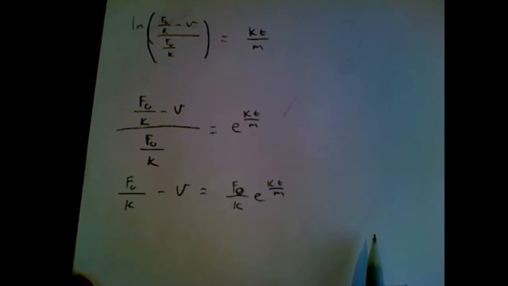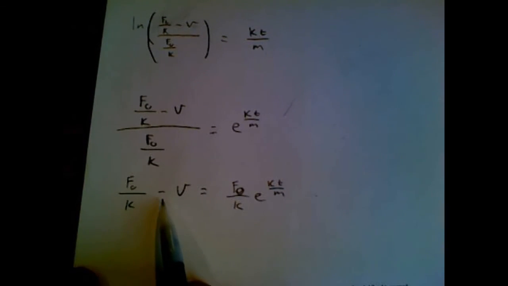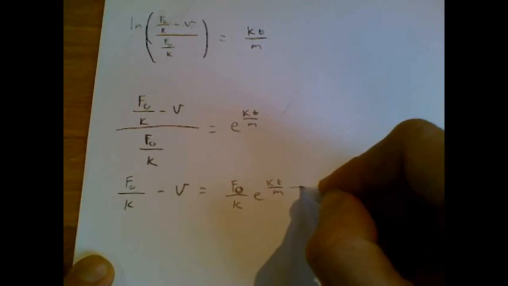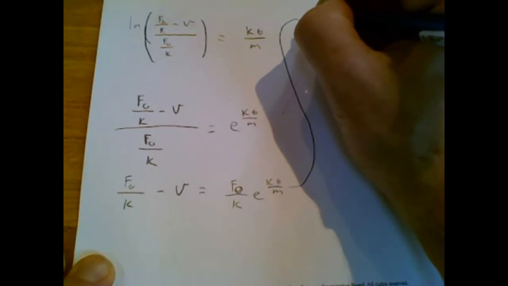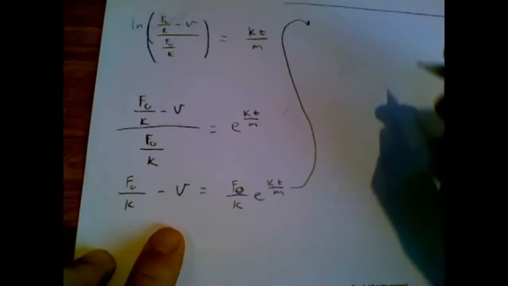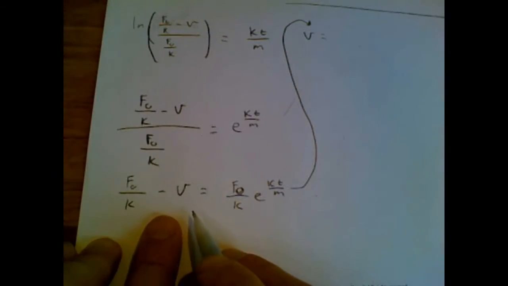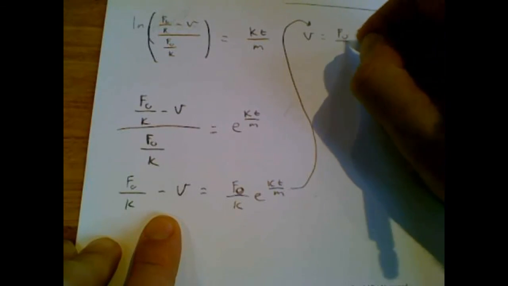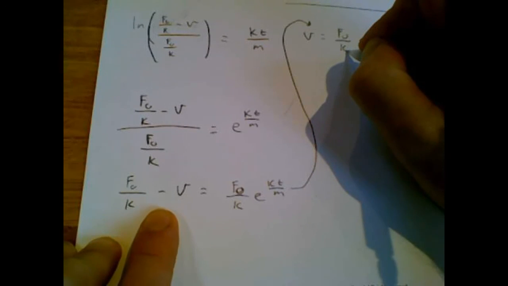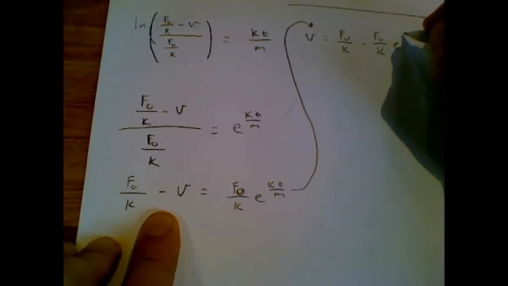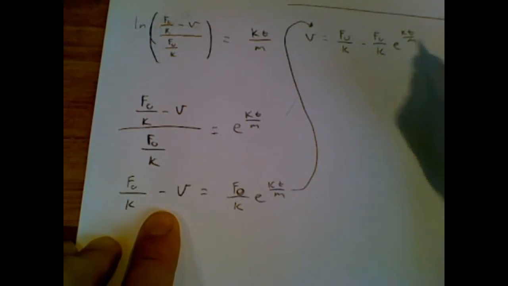All right, now I want v over there. I'm going to bring that side over there. So I'm going to add v and subtract that. So add v. So I'm going to have v equals, and subtract that to the other side, f naught over k minus f naught over k e to the kt over m.